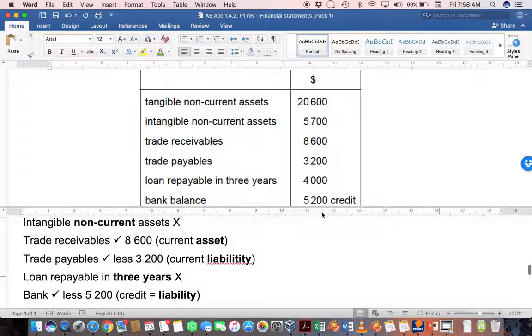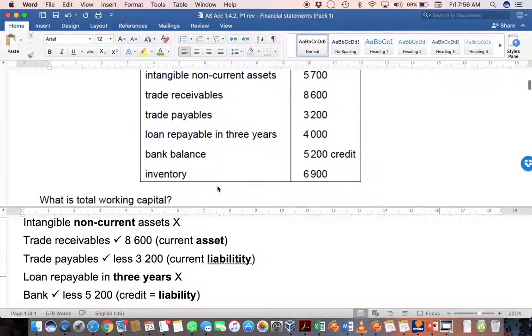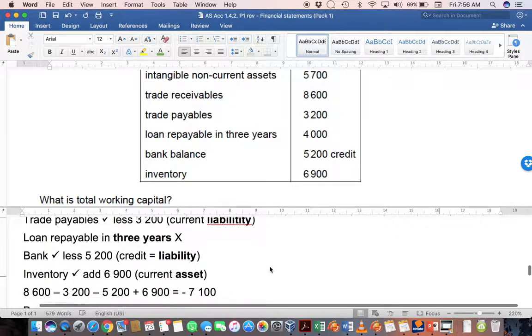The bank balance, because it is a credit balance, is telling me that it is an overdraft and therefore it is a liability, so I will need to subtract it, which is why I've said less. And then lastly, inventory. Inventory is a current asset, so I will add it.